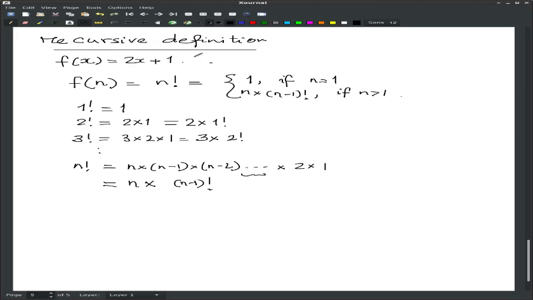Right? But at each stage, we see that it is of lesser complexity. The numbers are getting smaller. The first one is often called the seed condition. It stops over here, so that is called the seed condition. And this one is called the recursive relation.